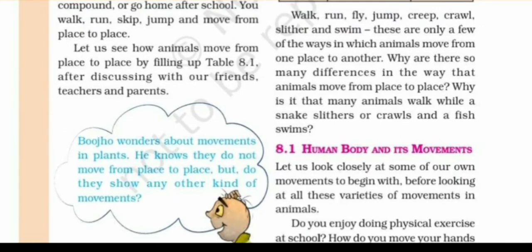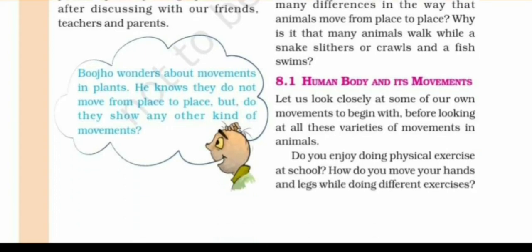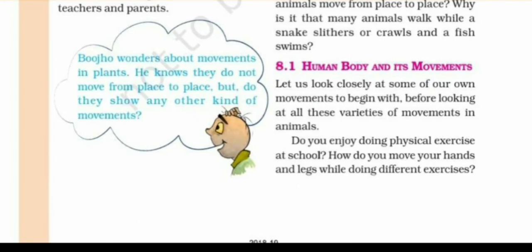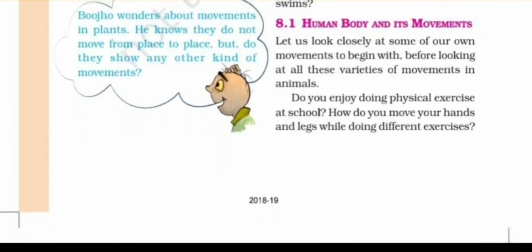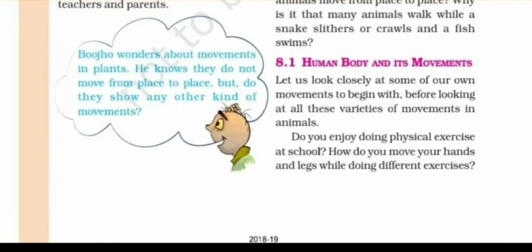Why is it that many animals walk while a snake slithers or crawls and a fish only swims? Because of the body structure of these animals. Now see 8.1, human body and its movement. In the first topic you will study about the human body and its movements.